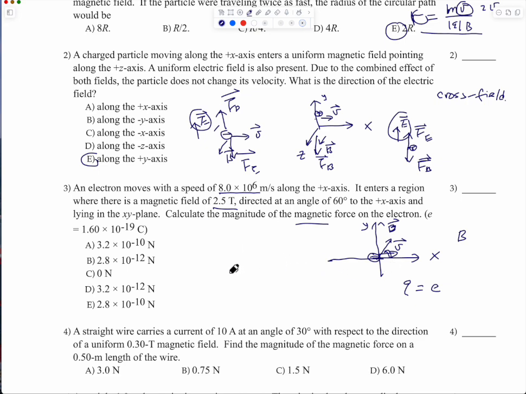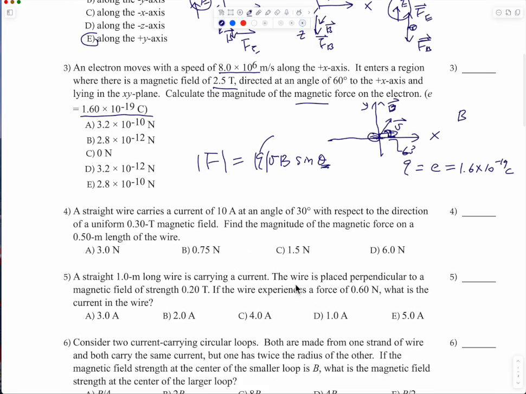So what's the equation? This is very simple. The force equals qvB sine theta, where theta is the angle between v and B. In this example, it will be 60 degrees. So just plug in. What is q? q is e, because it's an electron, equal to 1.6 times 10 to the negative 19 coulombs. They already give you this. Use your calculator to punch everything out.